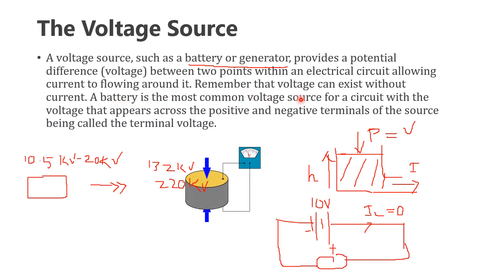Remember that voltage can exist without current. A battery is the most common voltage source for a circuit, with a voltage that appears across the positive and negative terminals of the source being called the terminal voltage. The terminal voltage means the voltage difference between the negative terminal and the positive terminal. This is what we call the terminal voltage.